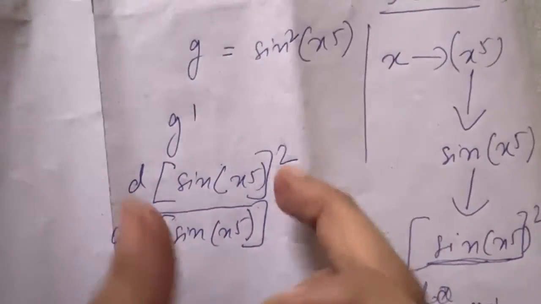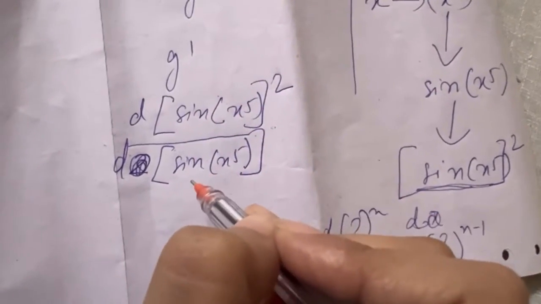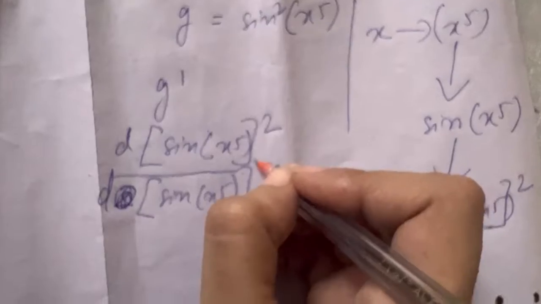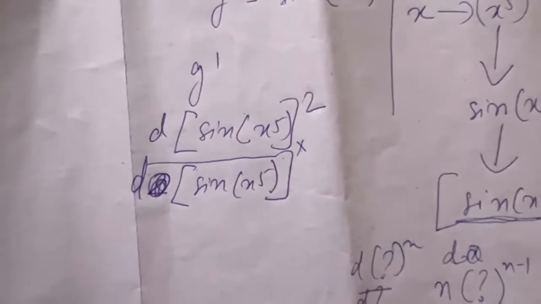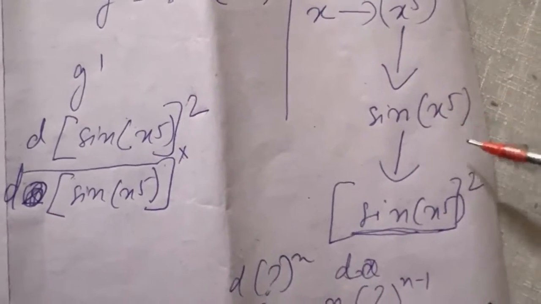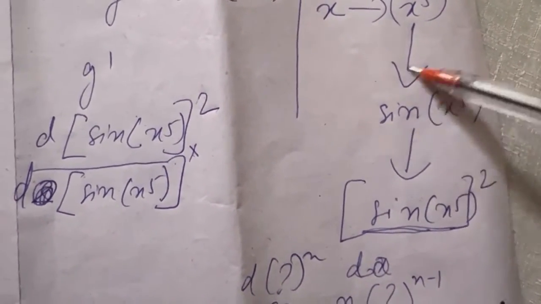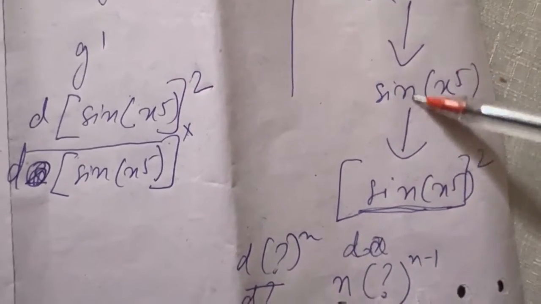So I have written this part to the power, as you know, whatever you write here, you need to write the same thing here. But we had to find with respect to x, don't forget. And this is definitely not x. So then the next step is sine x to the power 5. So this is sine, a function of this. So this time we are going to differentiate with respect to x to the power 5.